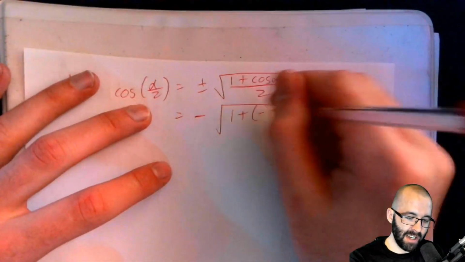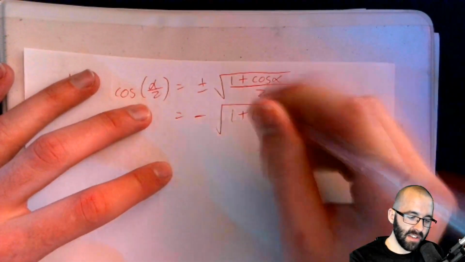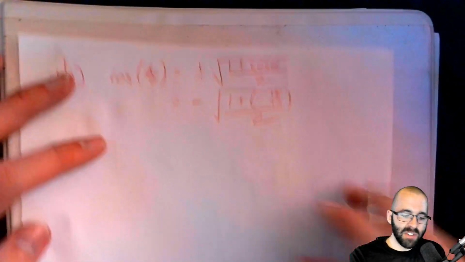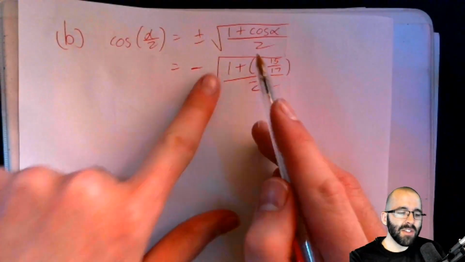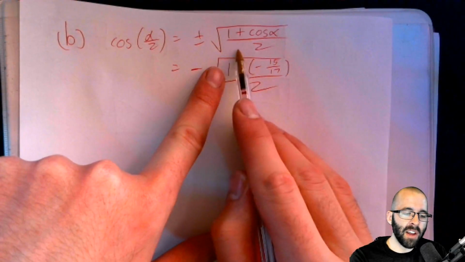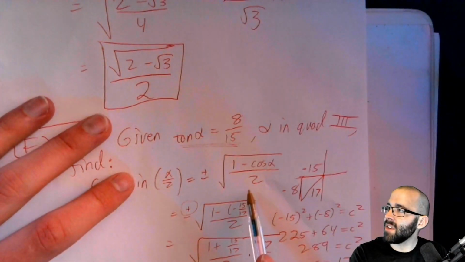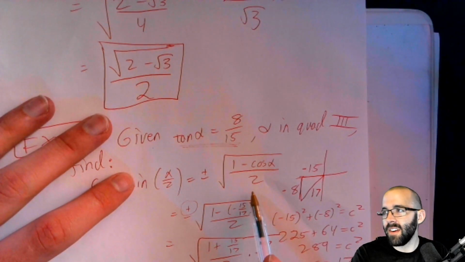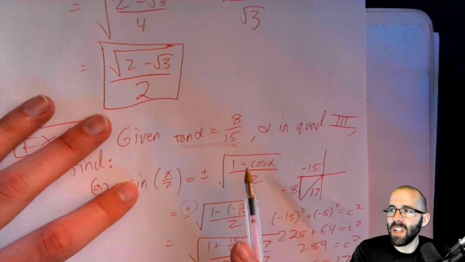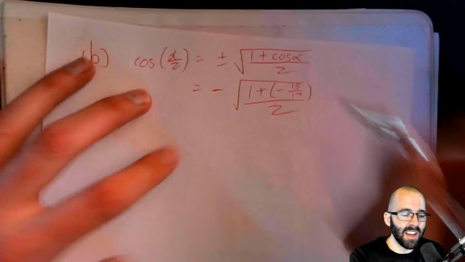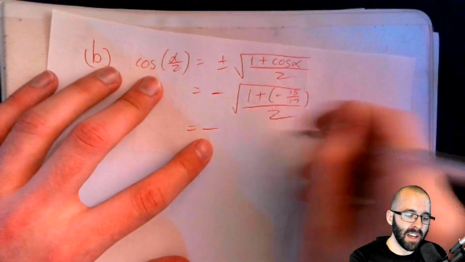All right, so we get negative 15 over 17 divided by 2. And I said we're just going to fly through this one because we've already done this. Look, this is almost the exact same problem as part A. 1 plus cosine alpha over 2 in a square root, 1 minus cosine alpha over 2. Okay? Essentially the same thing. There's just a plus here. All the steps are going to be the same. So let's just fly through it, okay?